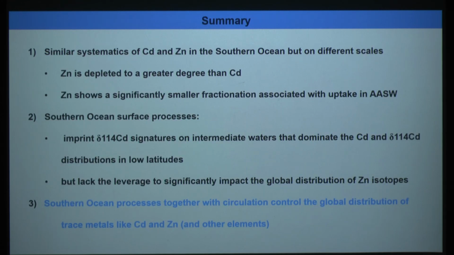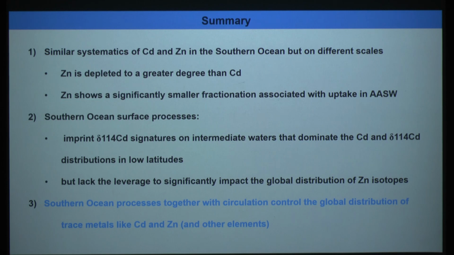So hope I didn't overwhelm everyone completely. But there's a few relatively simple messages to take away, I think. So cadmium and zinc both have quite similar systematics within the Southern Ocean, where you have this iron limitation, cycled together with phosphate in the very shallow surface ocean.